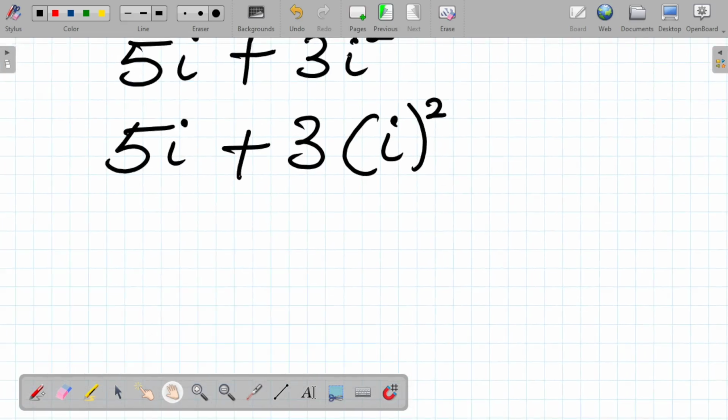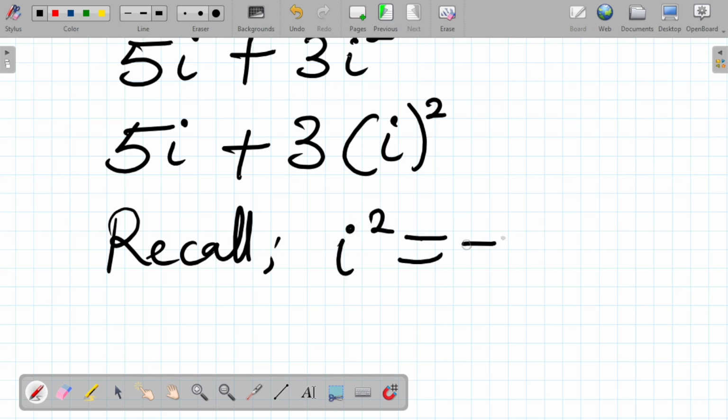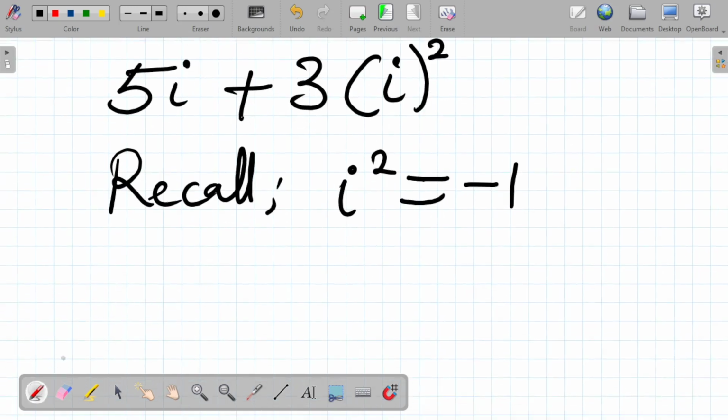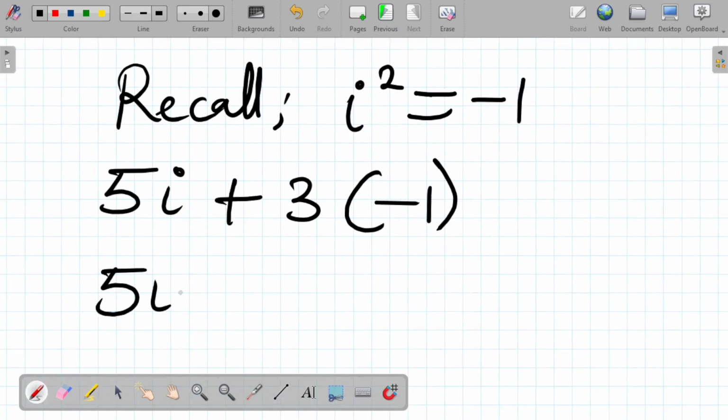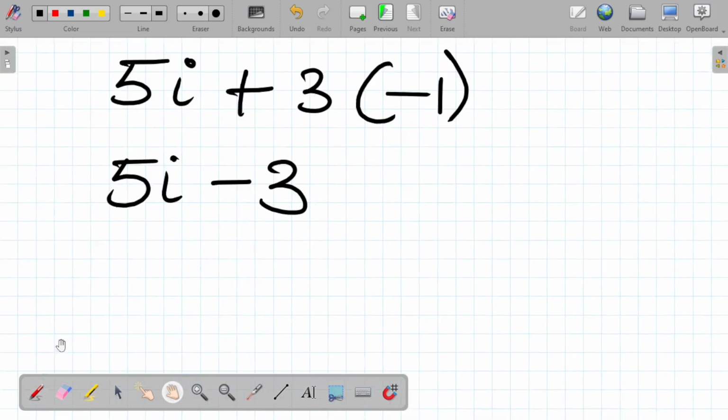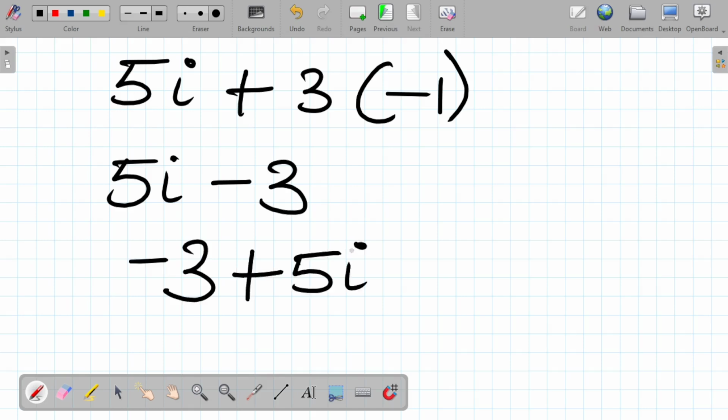Now recall that i squared is equal to minus 1 from our previous calculation. So now let's substitute the value of i squared into the equation. So we have 5i plus 3 open bracket minus 1. So 5i minus 3, because 3 multiplied by minus 1 is minus 3. So now let's rearrange. So we have minus 3 plus 5i. We have to rearrange it because the real term comes before the imaginary term. So this is our final answer.